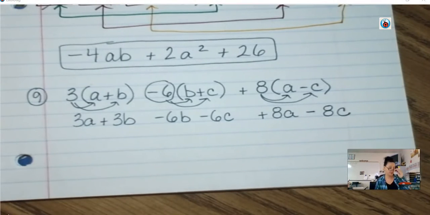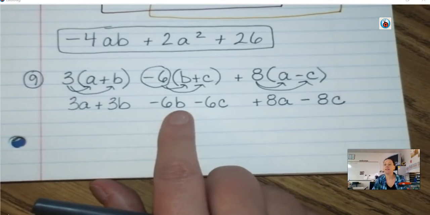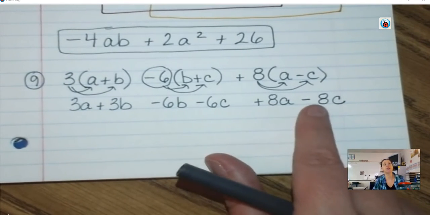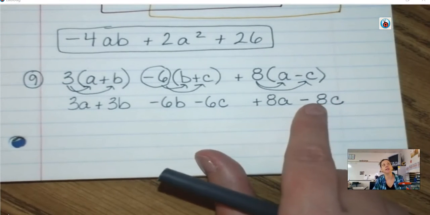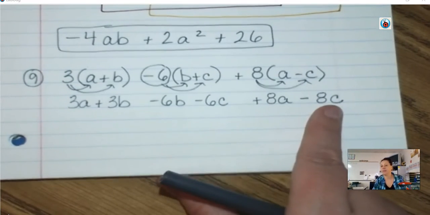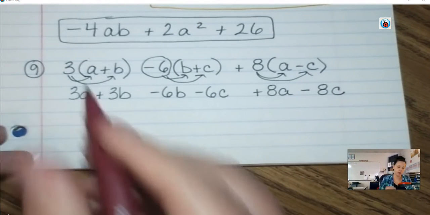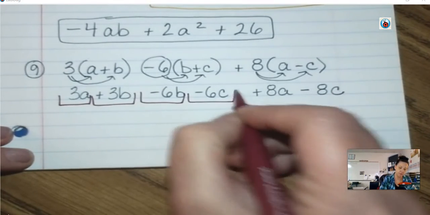Okay, so when you did distributive property, you should have 3a plus 3b minus 6b minus 6c plus 8a, and double check, you should have minus 8c at the end, because 8 times negative c is negative 8c. Okay, if it helps you, chunk all your terms. Each time you hit a plus or minus sign, that's a new term.